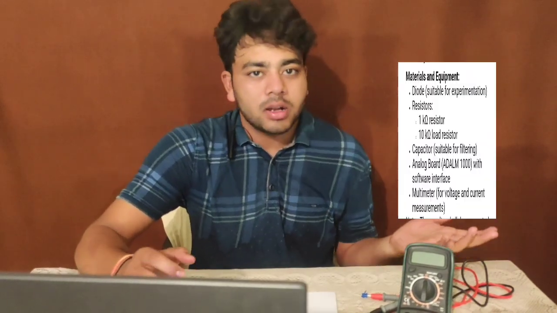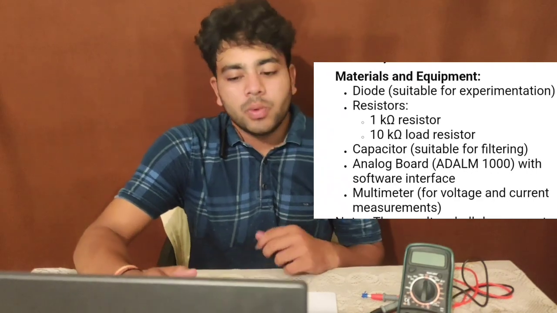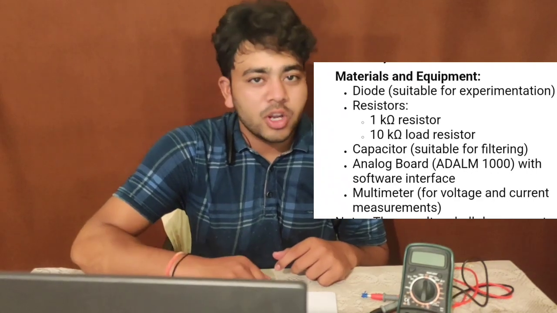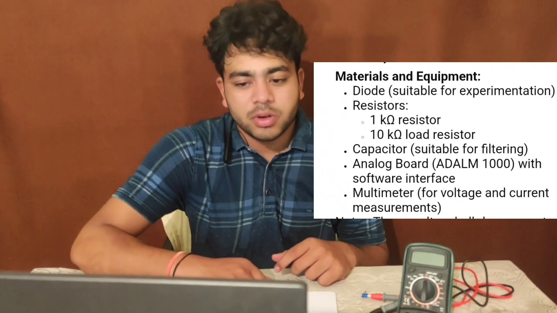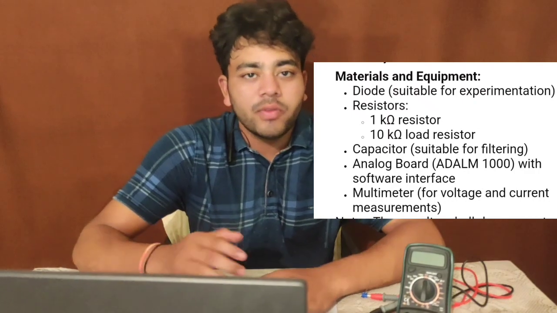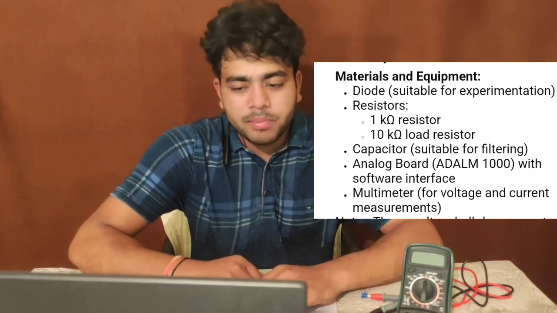Basically, diodes play a crucial role in signal processing and power conversion applications. The behavior of a diode is particularly seen in its current-voltage characteristic. These are the components required for this experiment: one diode, one 1 kilo ohm resistor and one 10 kilo ohm resistor, one capacitor suitable for filtering, an ADALM kit, and a multimeter.